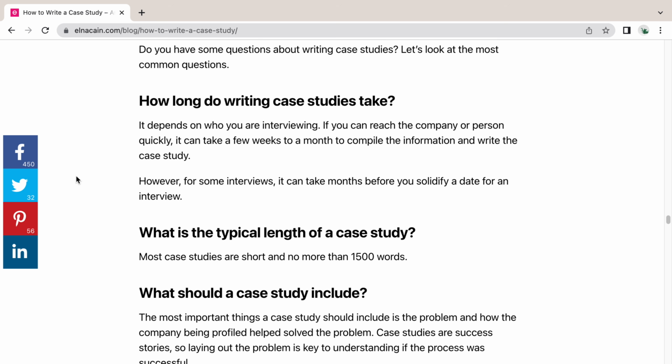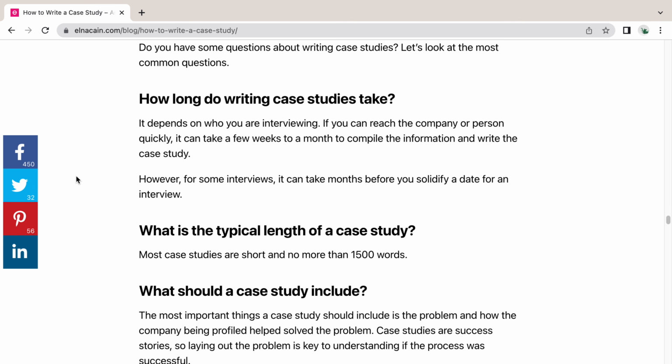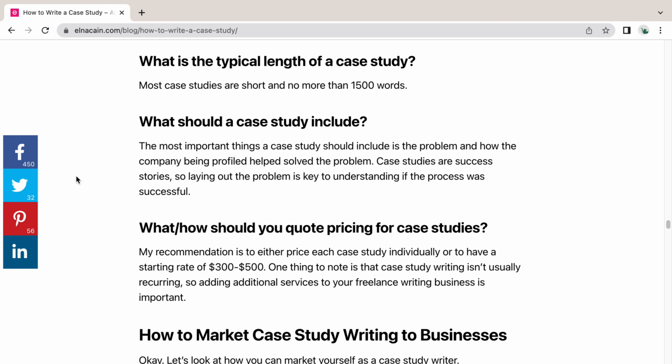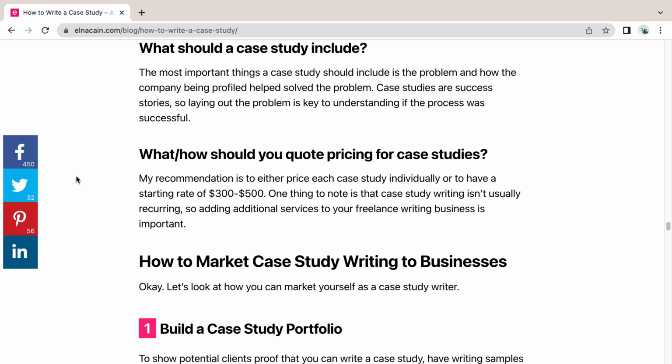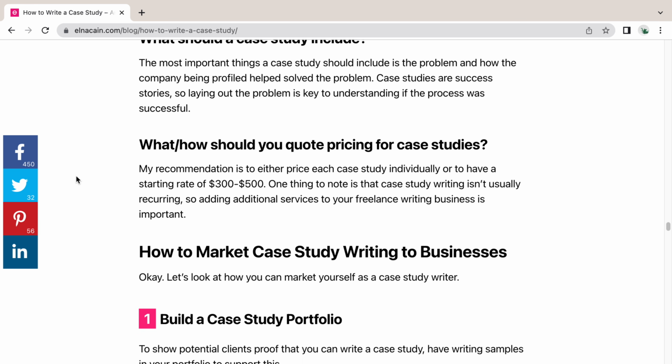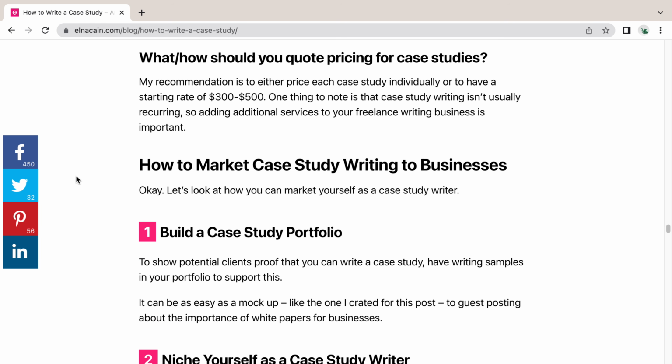Just some other formalities, typical case studies are about 1,500 words. How long it takes is really up to your style and how you write and gather information, but it could take a few weeks to a month depending on getting that information in the first place. And make sure to include the problem and how the company being profiled helped solve that problem. That's the whole point of a case study. And in the beginning, to quote your price, between 300 to 500 is a good starting rate. So go from there.